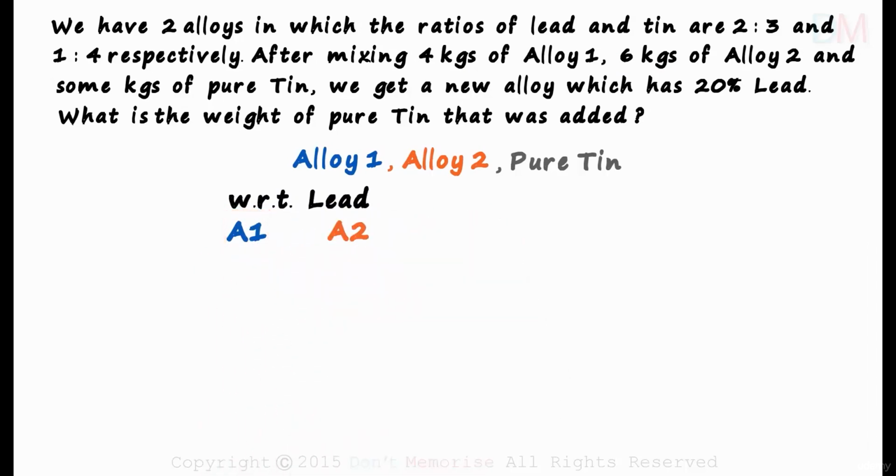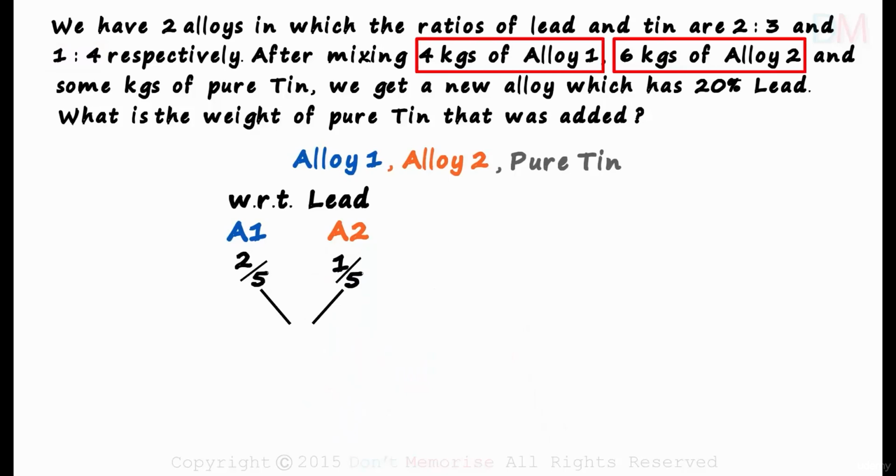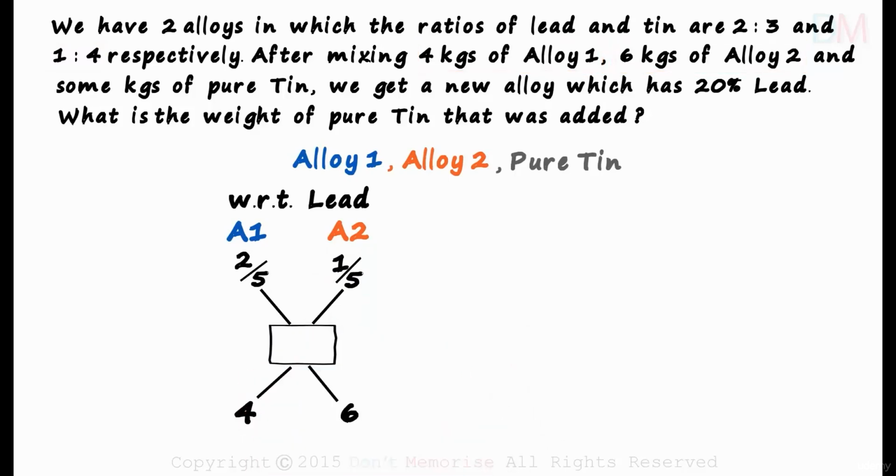The ratio of lead to tin in the first alloy is 2:3, so the lead proportion will be 2 over 2 plus 3, which equals 2 over 5. And for alloy 2, the ratio of lead to tin is 1:4, hence the lead proportion will be 1 over 1 plus 4, which equals 1 over 5. And we also have their individual weights as 4 and 6. We need to find the resultant average here.